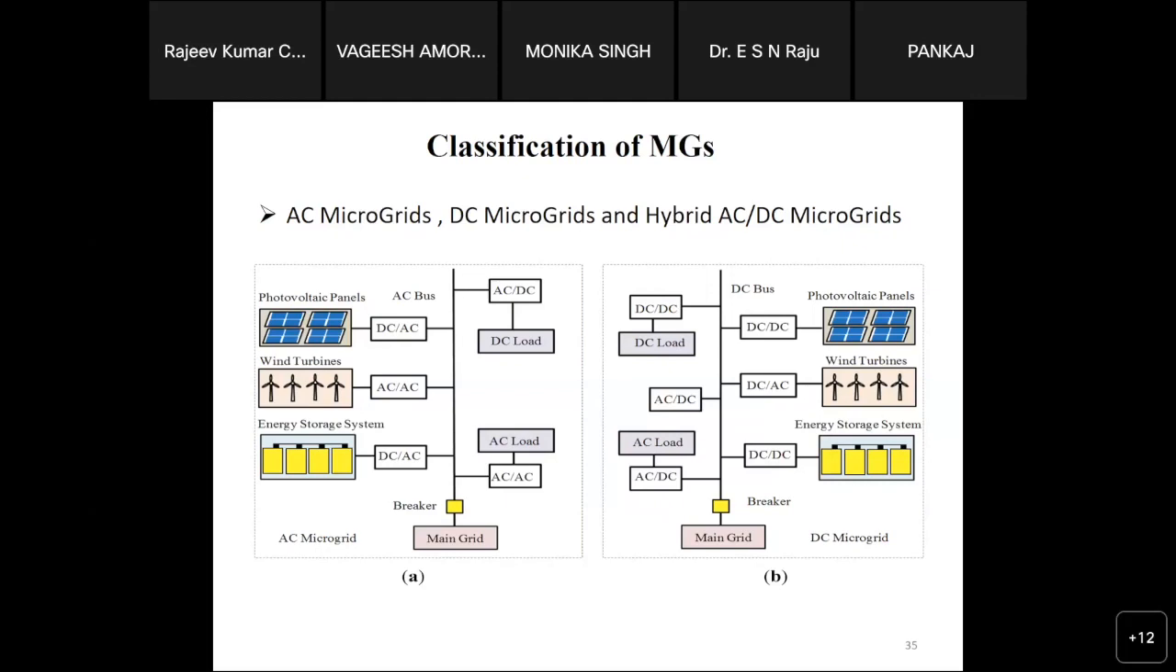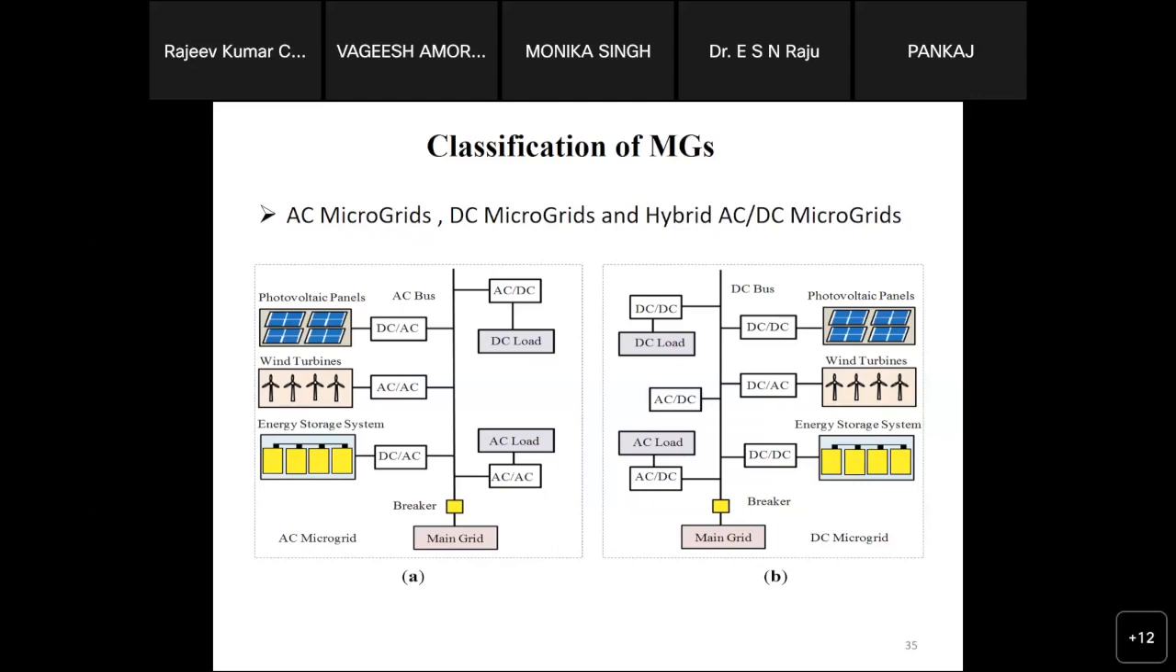And when we see the load side, if it is an AC load with the same voltage, we can directly connect it to the AC bus. If it is a different voltage, then we have to go with the AC-AC voltage controller, or maybe we can go with some other converter. And if it is a DC load, we are going with the AC-DC converter. Here we can see the DC microgrid is also the same: we are connecting the DC source with the DC-DC converter, the AC source with the AC-DC converter, and the load also.